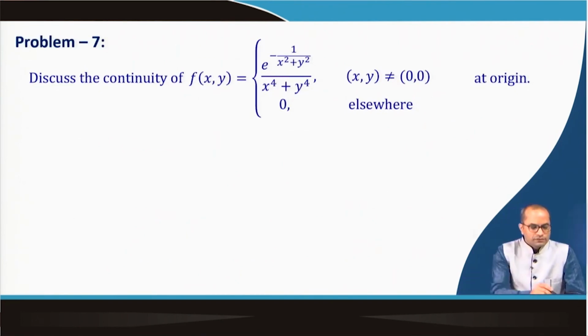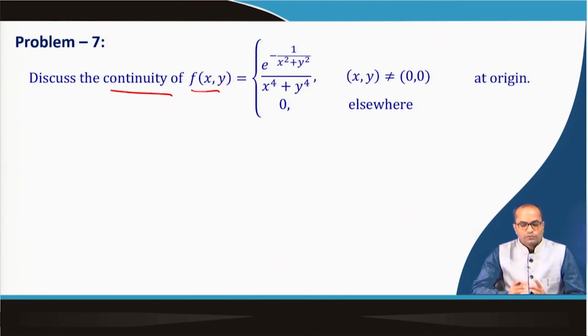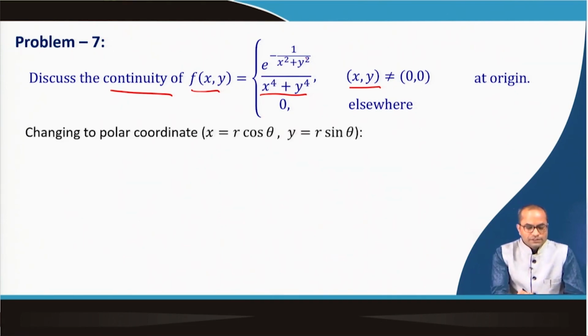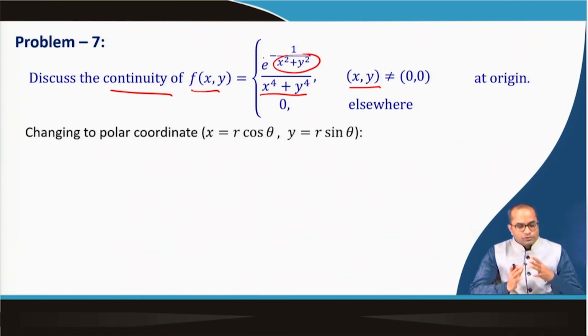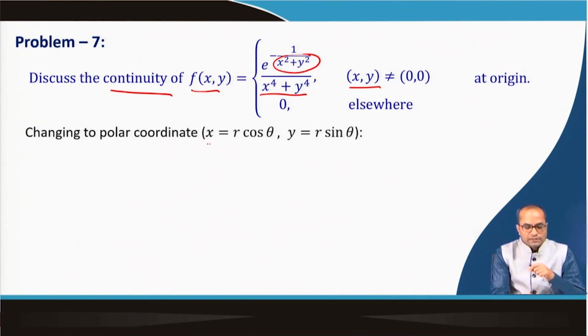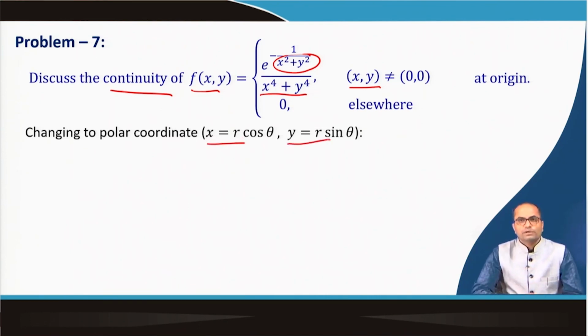So, here we go through the continuity of f(x, y) equals e^(−1/(x²+y²)), and then we have in the denominator x⁴ + y⁴ for (x, y) not equal to (0, 0), and at the origin we have the value 0, and we will discuss the continuity of this function at the origin. Since we see x² + y² here, we change to polar coordinates by substituting x = r cos θ and y = r sin θ.